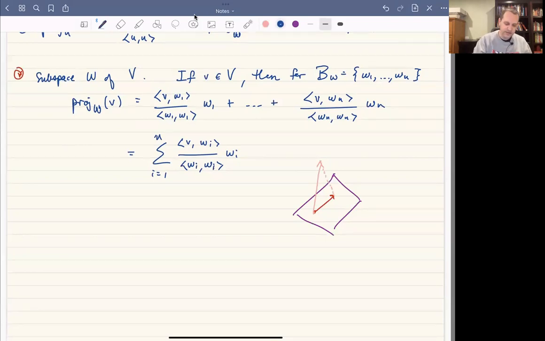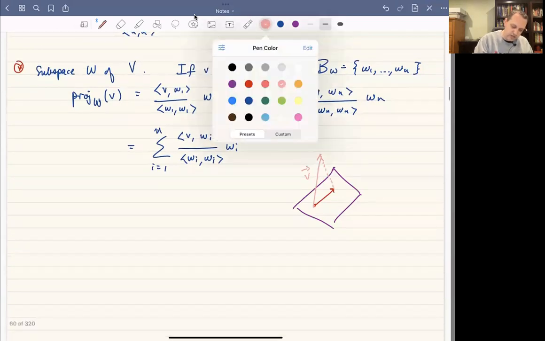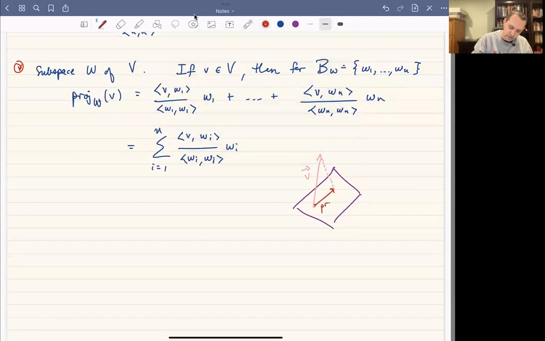Okay, and so that's the idea. So this is the vector v, and then the red vector is that projection vector that we were talking about. This is the projection of v on w, where w is this planar subspace. I drew it as a plane because that's all I can draw, right? So that's the idea. That's the projection of a vector on a subspace w.